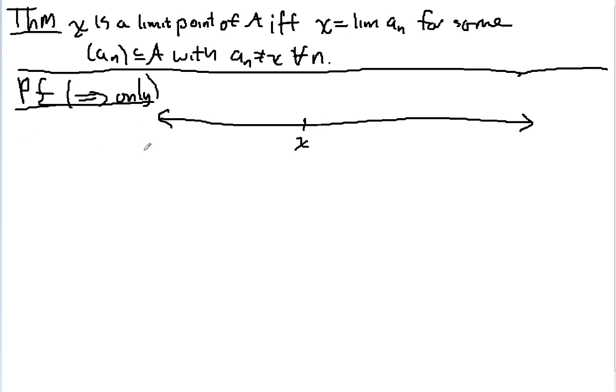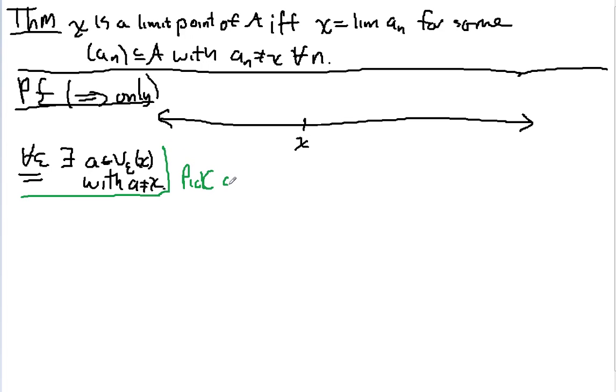The definition of a limit point is that for all epsilon, there exists an a belonging to the neighborhood V epsilon of x with a not equal to x. That's what it means to be a limit point. So I get to assume that x is a limit point, so I get to use this. I know it's true for all epsilon, so I'm going to start cleverly choosing epsilon.